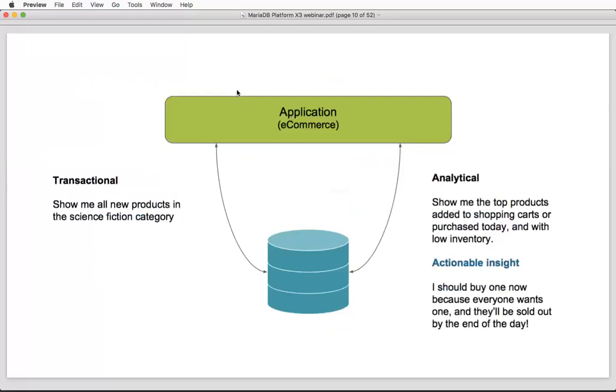And the other problem is that even transactional applications make use of analytics, whether we realize it or not. Or maybe we would like them to use more analytics, but we can't. And so I have a handful of simple examples here. E-commerce. It's certainly a transactional application. Show me all the products in a specific category. Add a product to my shopping cart. Make a purchase. Update the inventory. These are all transactional.